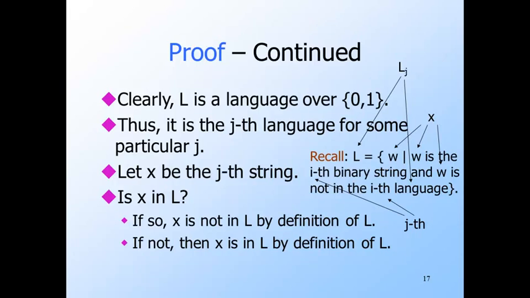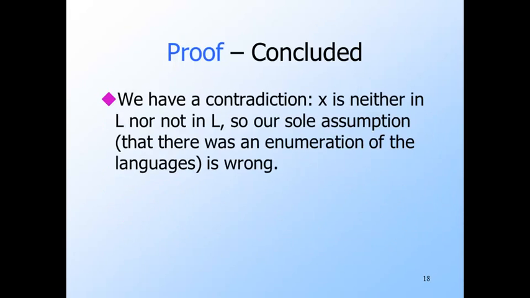Thus, when we read the definition of L as it applies to x, it says that x is in L, which is L sub j, if and only if x is not in L, again, which is L sub j. We have a contradiction. x is neither in L nor not in L. That's an impossible situation, and we conclude that our assumptions are wrong. The only unproved assumption we made was that we could enumerate the languages over 0, 1, so that is false. We can't enumerate such languages.